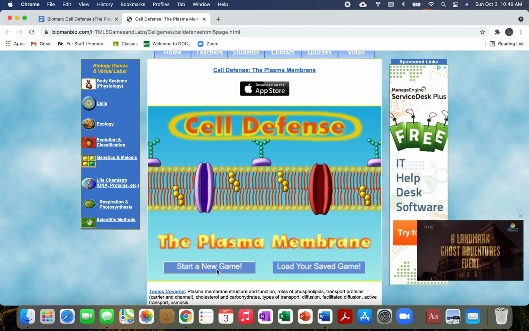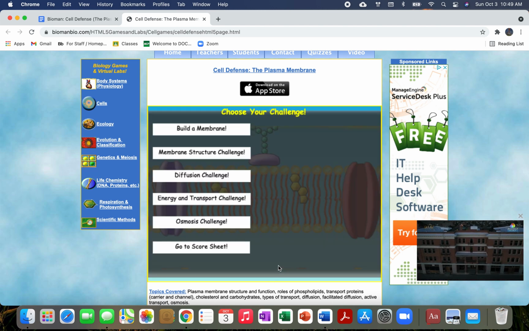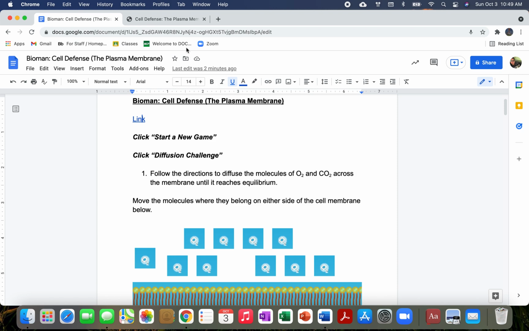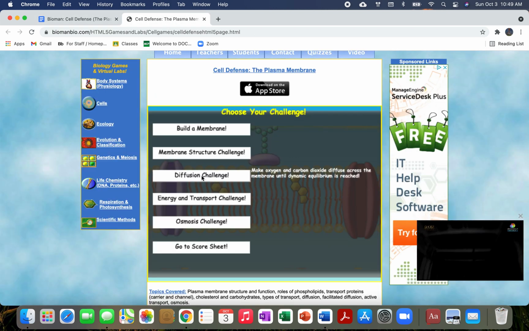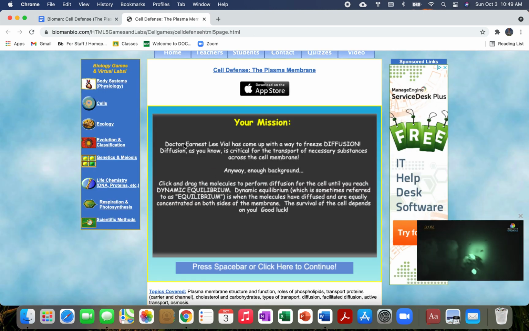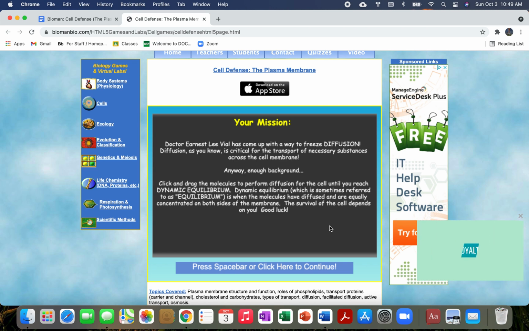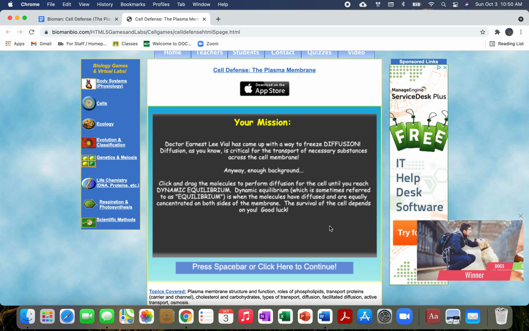When we get started, we're going to click start a new game, go through, and we have all these choices. If we look at the sheet that I created, we're going to click on the diffusion challenge first. So click diffusion challenge. We're going to read through our mission. Dr. Ernest Lee Weil has come up with a way to freeze diffusion. Diffusion, as you know, is critical for the transport of necessary substances across the cell membrane. Anyway, enough background. Click and drag the molecules to perform diffusion for the cell until you reach dynamic equilibrium.